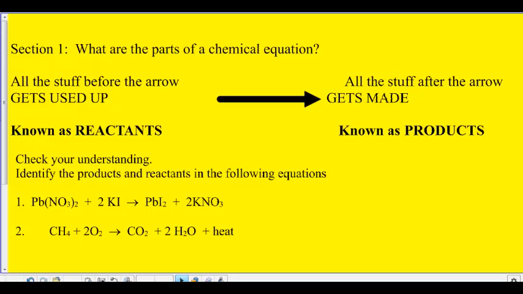Hi everybody, welcome back. This is Unit 5, Lesson 5, and in this video we're going to discuss the parts of a chemical equation, why we balance equations, and give you a couple examples of balancing equations.